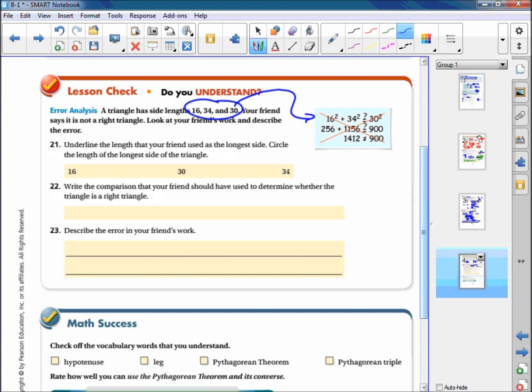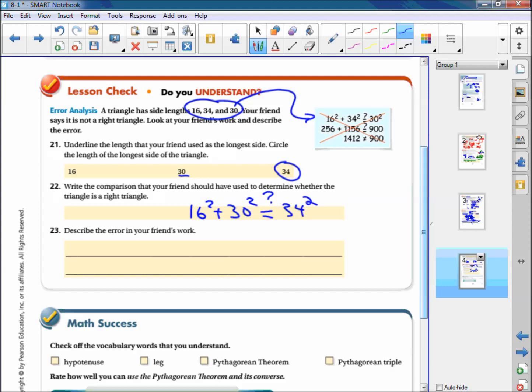Okay. All right, number 21, underline the length that your friend used as the longest side. So our friend used 30 as the longest side. And circle the length of the longest side of the triangle though. The longest side of the triangle was supposed to be 34. So where our friend put 30 in the equation, they should have had the 34 there. Okay. So write the comparison that your friend should have used to determine whether the triangle is a right triangle or not. So they should have used 16 squared plus 30 squared, question mark, equal 34 squared.